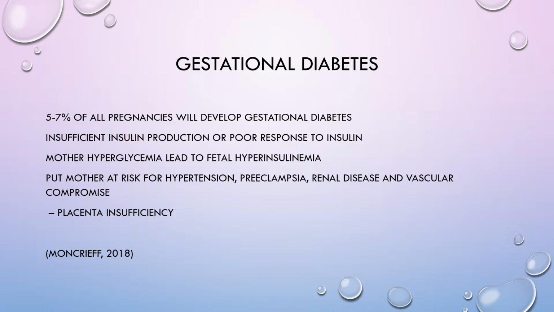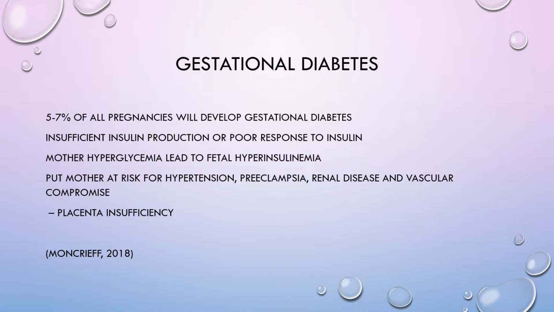First is gestational diabetes. 5 to 7% of all pregnancies will develop gestational diabetes. Gestational diabetes is defined as diabetes that first occurs in pregnancy and only in pregnancy. Once the infant is delivered, mother's glucoses go back to their normal state. It is only during pregnancy that this develops. Gestational diabetes requires good control in order to have a good outcome for the fetus.